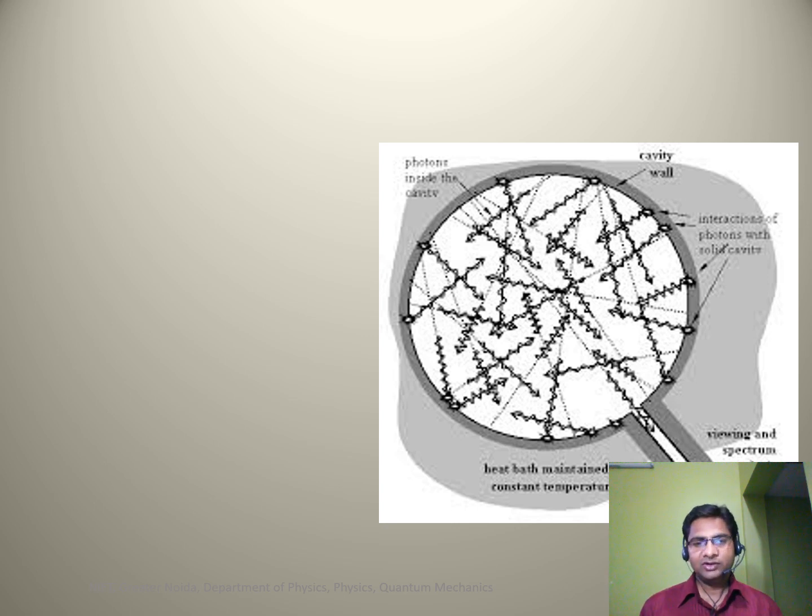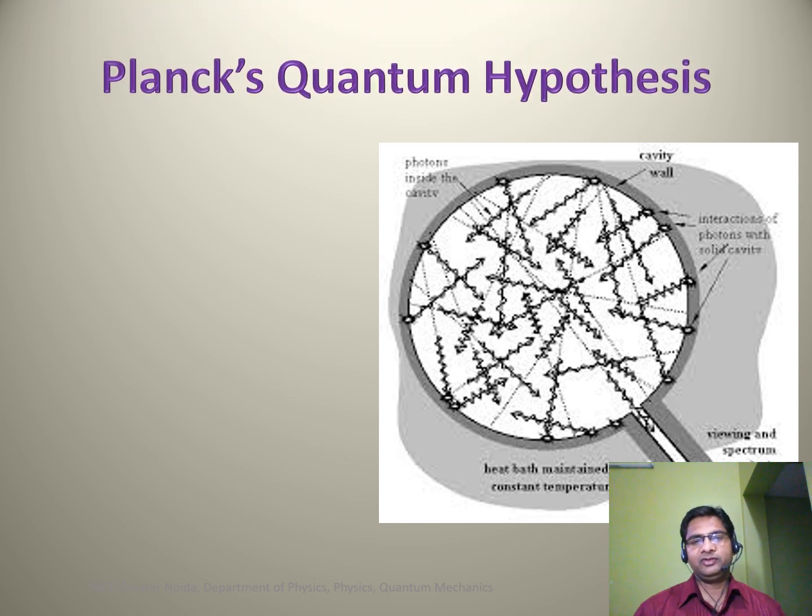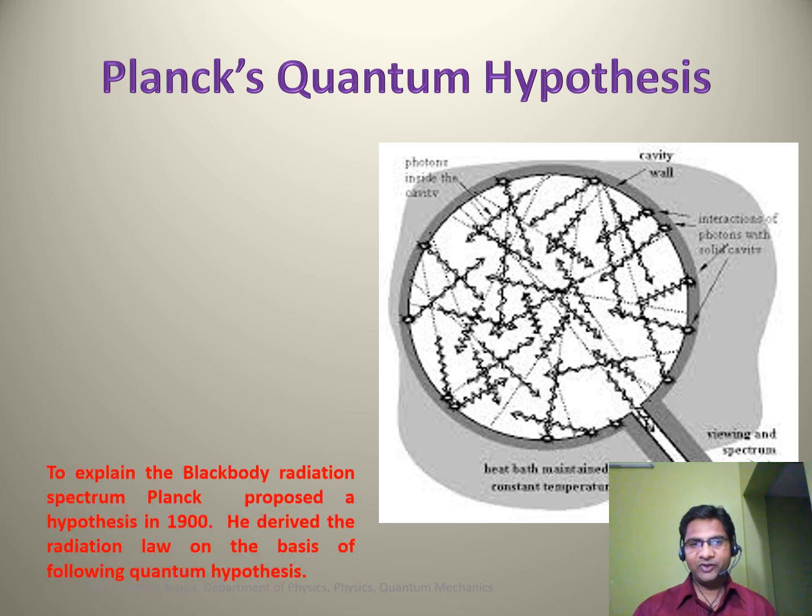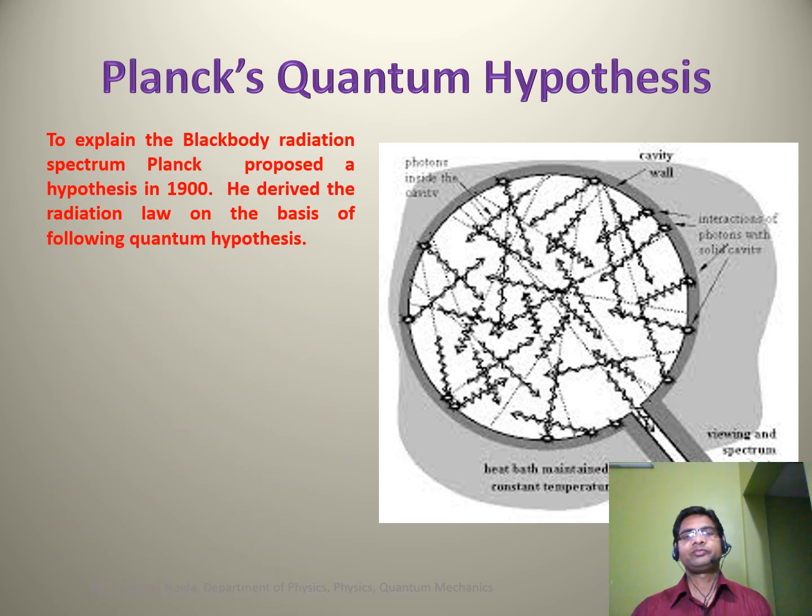But no one could explain the blackbody radiation spectrum completely and thoroughly. So Planck was the first to explain the blackbody radiation spectrum, but he made certain hypotheses for that explanation. These hypotheses are known as Planck's quantum hypothesis, and they form the basis for Planck's quantum theory of radiation. So let us discuss what these hypotheses are.